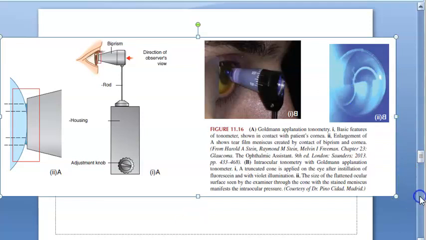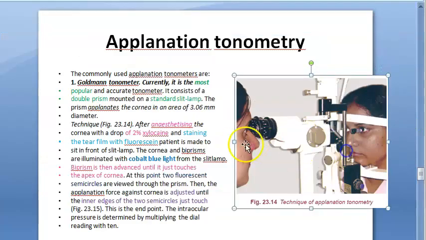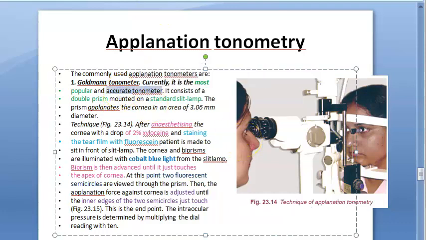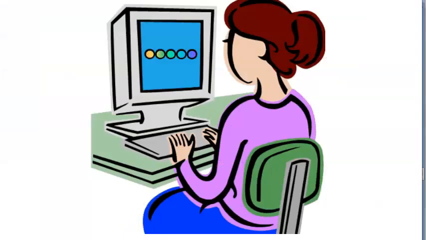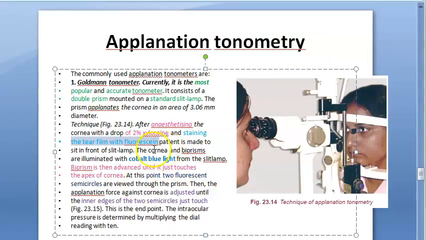Whatever reading you get, you have to multiply by 10. That's what they said, right? So they have mounted it on a slit lamp. It's the most popular accurate tonometer. Remember Goldmann. Double prism it has. You'll anesthetize the eye with 2% xylocaine. You'll stain the tear film with fluorescein. You also need to stain the tear film in this case. Remember, then with cobalt blue light you will see. Then you will advance the biprism such that it touches the cornea. And then you will adjust such that the inner edges of the 2 semicircles just touch.